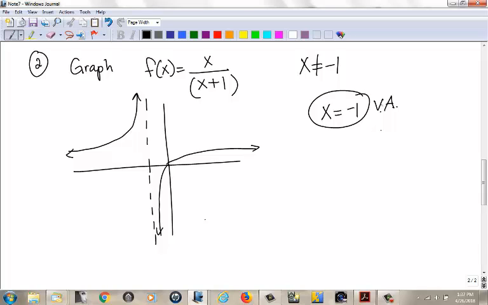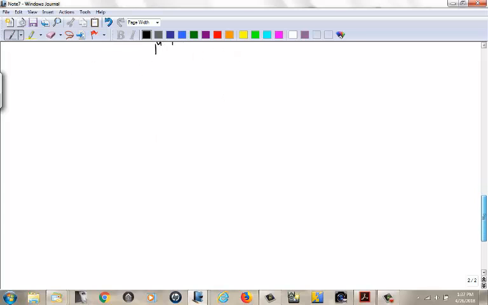We've done vertical asymptotes, and open circles come from the denominator in rational functions. Now what about the numerator? The numerator is going to give you horizontal asymptotes. So this is the shortcut method.